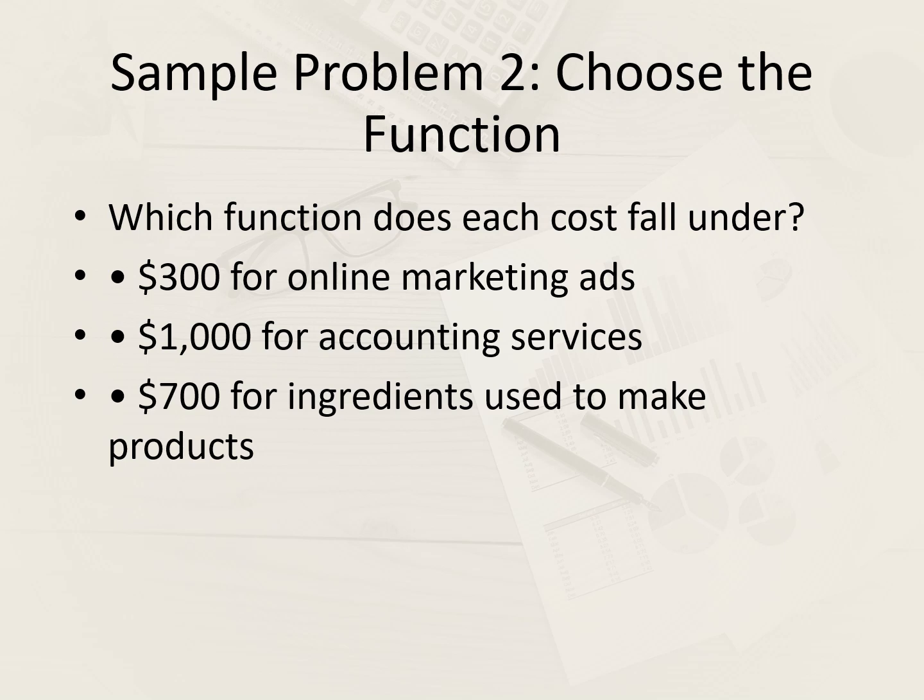Here's another problem just to make sure you guys have these categories right. You don't have to worry about the numbers. So for online marketing ads, accounting services, or ingredients used to make products, just categorize this by production, selling, or administrative. So take some time to think about this one.